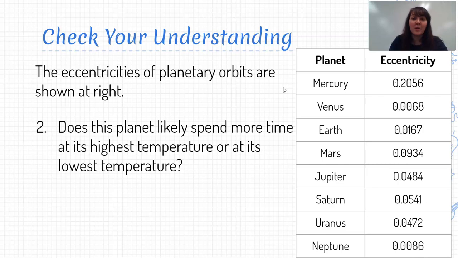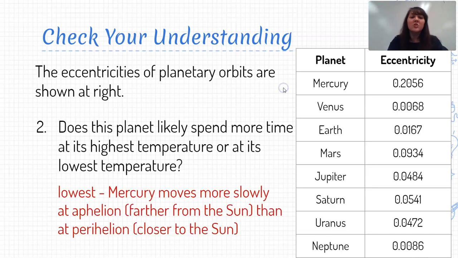Well, if we think about Kepler's second law, we know that Mercury is going to be moving faster through its orbit at perihelion when it's close to the sun, and slower at aphelion when it's farther away from the sun. So that leads me to expect that Mercury is probably going to spend more time at a lower temperature because it's moving more slowly when it's farther away from the sun. So it takes a longer time to come back around and get close to the sun. And then by the time it's at perihelion and it's close to the sun, it's zipping on through a little bit faster. So it's going to spend less time in such close proximity to the sun.